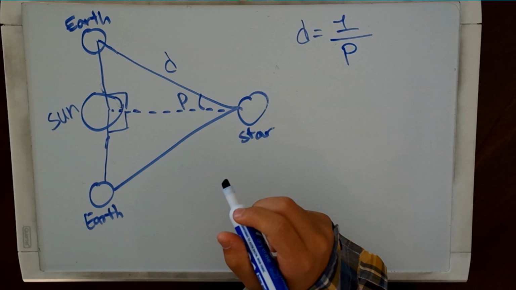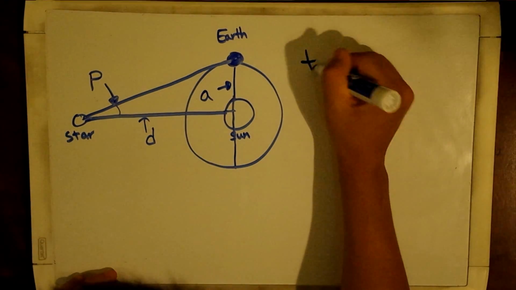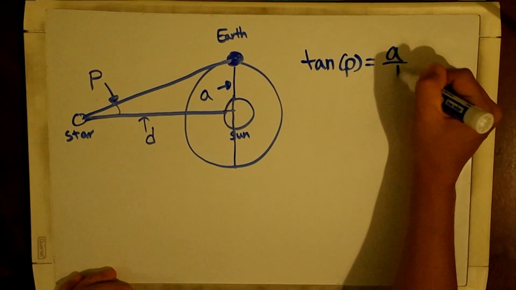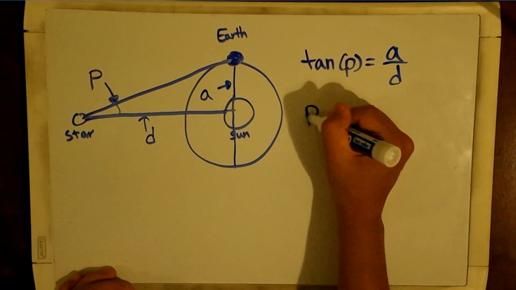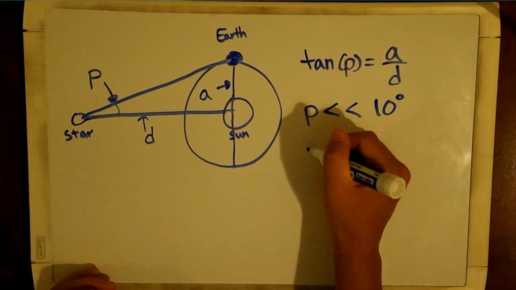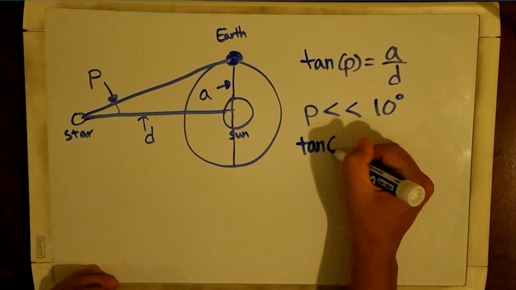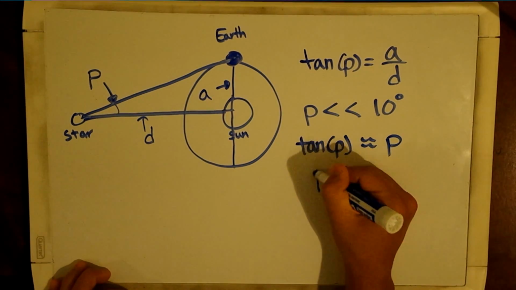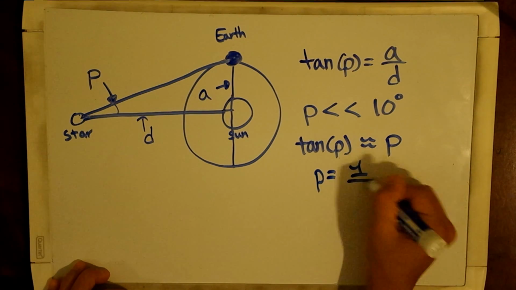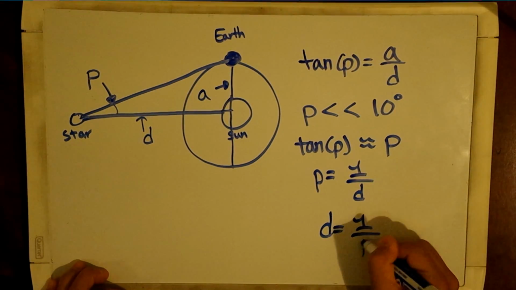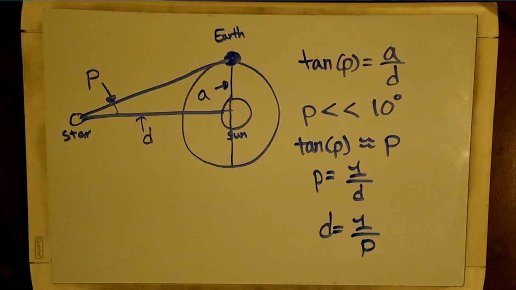Where did I just come up with that equation? Let's look at this drawing. Tangent of p, opposite over adjacent, is the radius of Earth's orbit at 1 AU over the distance between the Sun and the star. The angle p is very small, so we can apply the small angle approximation and say that tangent of p is approximately equal to p in radians. We know that the radius is equal to 1 AU, so plug that in. Now when you rearrange the formula, you get d equals 1 over p. Now back to the explanation.